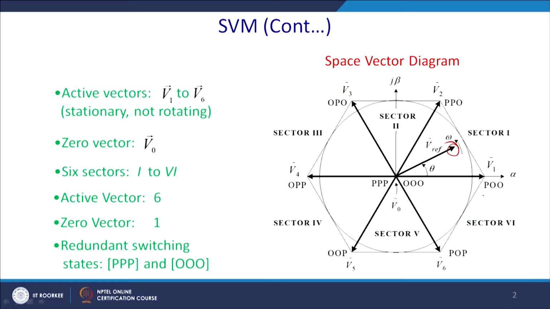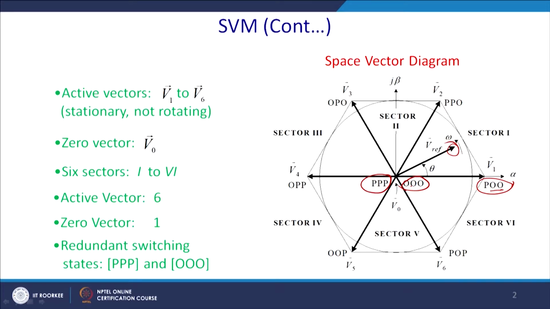When it is POO, that means your first leg's upper switch is on and the other two legs have their lower switches on. PPP and OOO we have discussed as the two null vectors. PPP means all the upper switches are on, and OOO means all the lower switches are on.